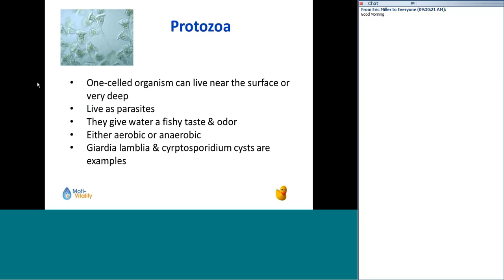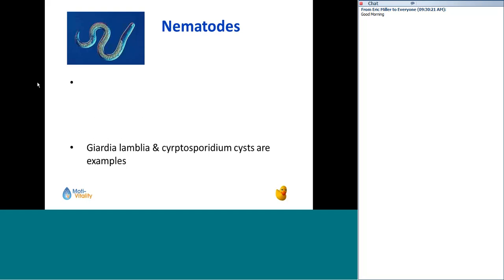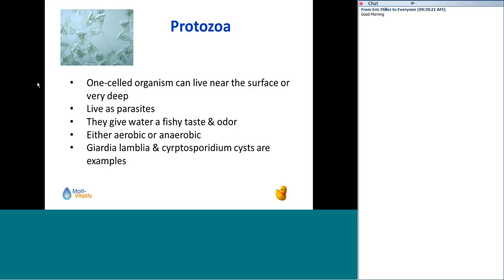So the Cryptosporidium, you may recognize that from Milwaukee back in, I think it was 1990 or 1991. A bunch of people got sick, and some of them died, because of the Cryptosporidium cyst that was in the water. These guys are actually fairly easy to remove from the water. In fact, most of your point of use systems, even your pour-through pitchers, are certified to take out the Cryptosporidium cyst and the protozoa.